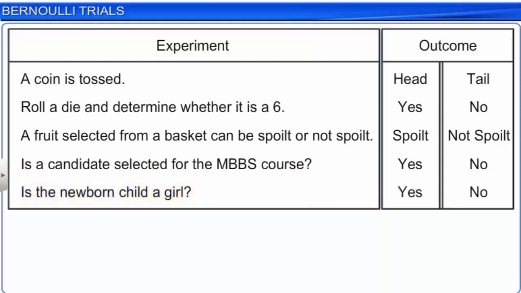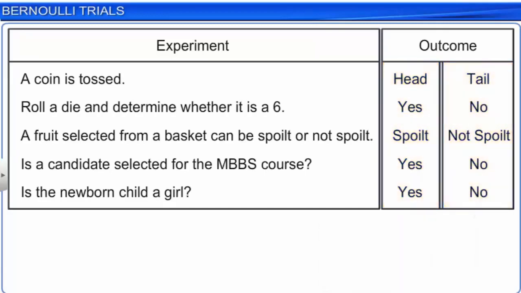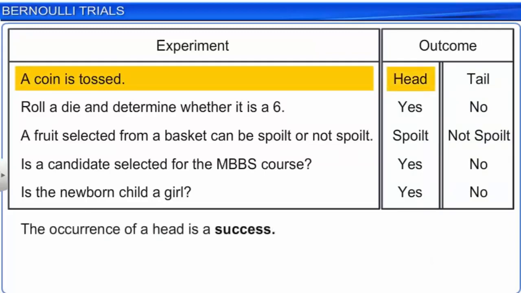Observe that in each of the cases, there are only 2 possible outcomes. Let one of the outcomes be called a success. For convenience, the happening or occurrence of a trial is considered a success. Similarly, the other outcome is considered not a success or a failure. For example, in the first experiment of tossing a coin, if the occurrence of a head is considered a success, then the occurrence of a tail is a failure.